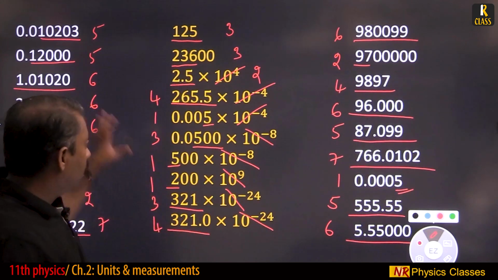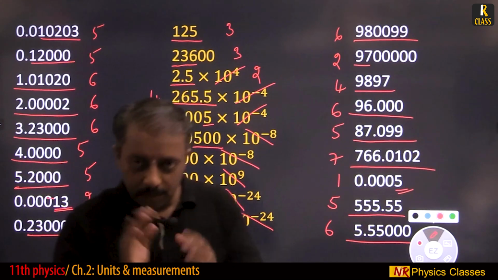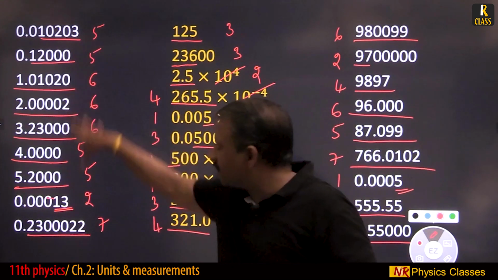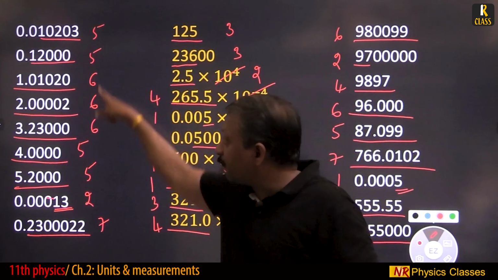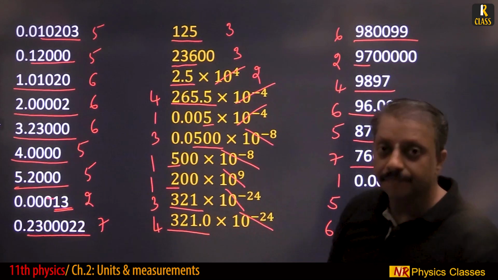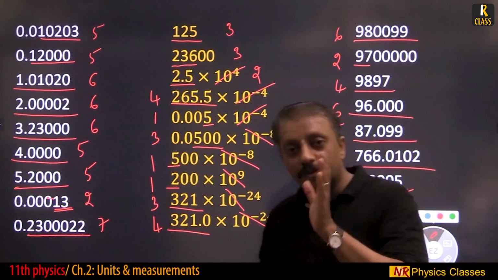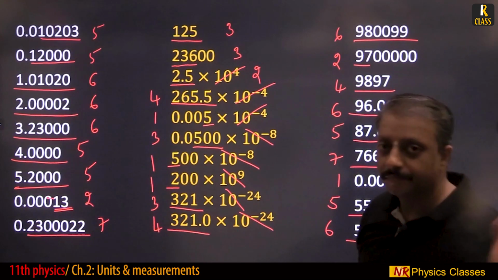I tried to cover all the types. Good. If you have slight doubt, just start from this and observe all the numbers and the corresponding significant figures. It's easy. After this, let's go to rules of significant figures in addition, subtraction, multiplication, division.